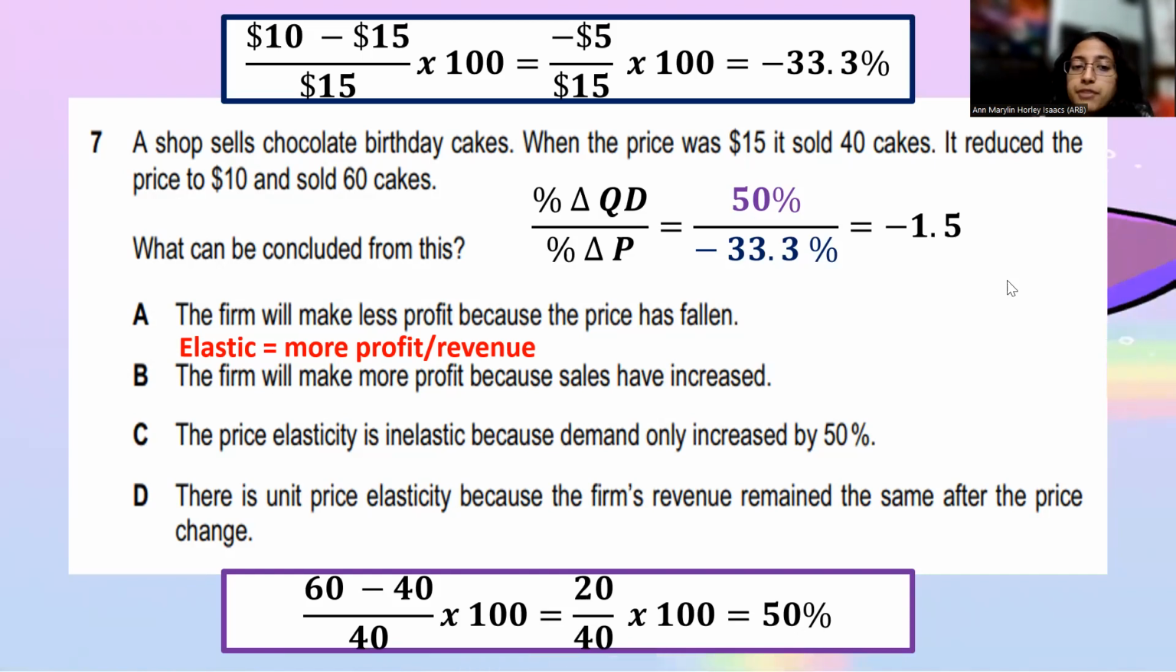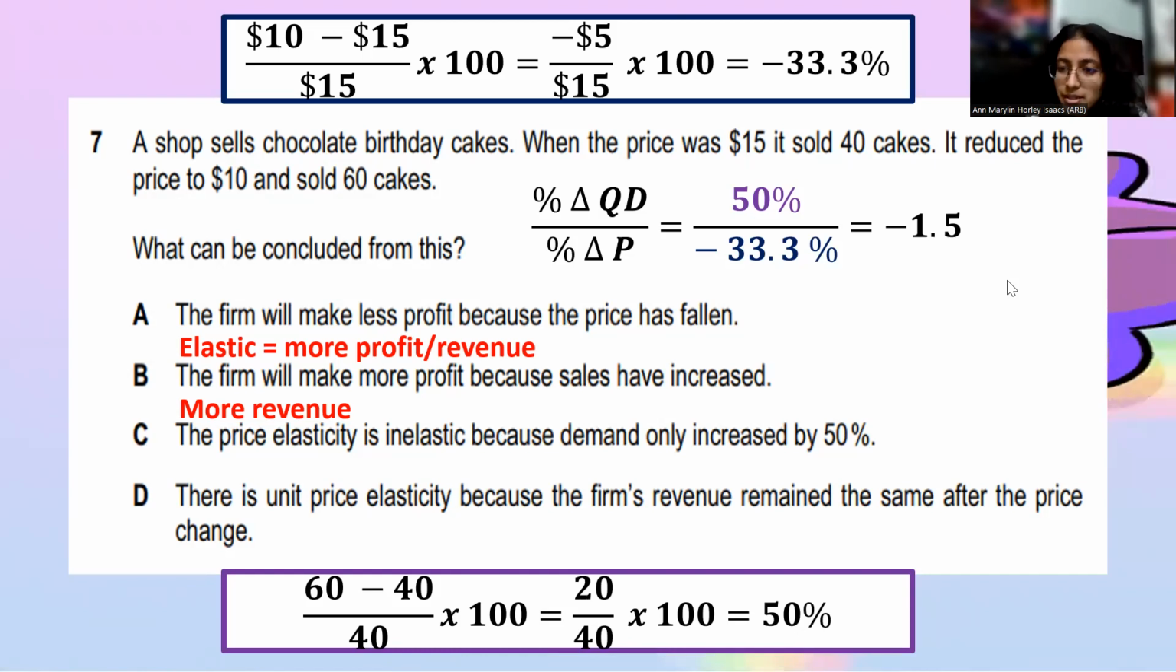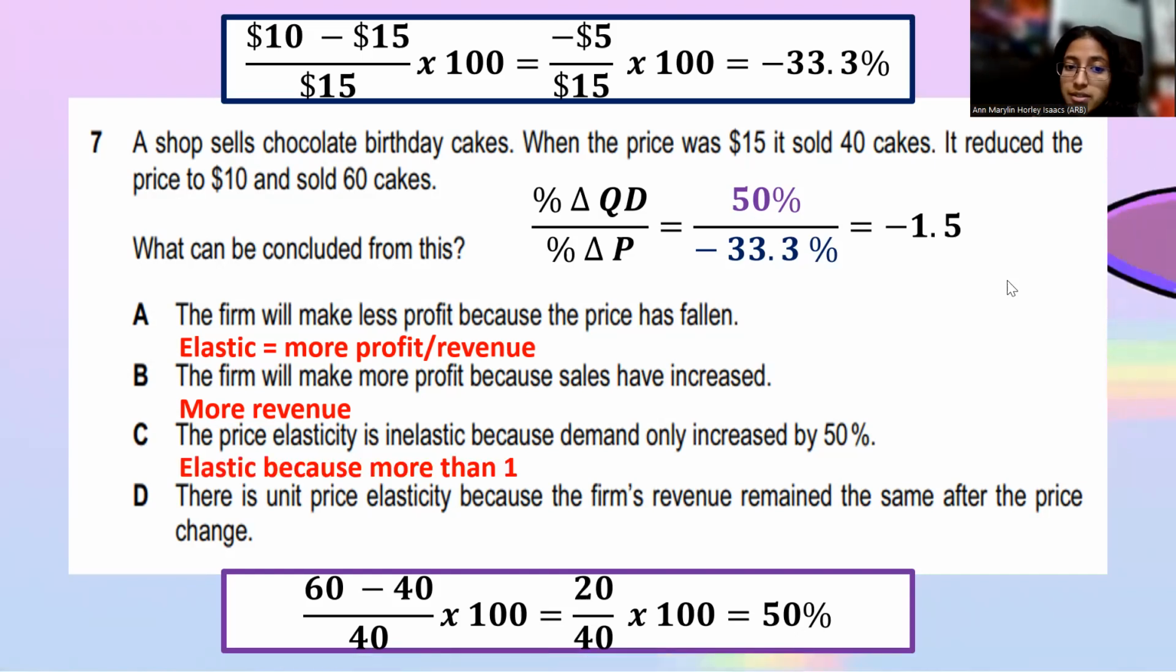Okay. The firm will make the option B now. The firm will make more profit because the sales have increased. And this is again why I said you don't take the answer more profit. More revenue, yes. More profit, I don't know. Okay. Price elasticity is inelastic because demand only increased by 50%. No, it's elastic, right? And we know this after we do our calculations.